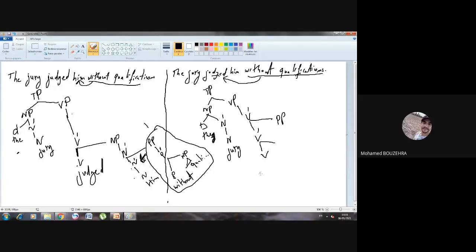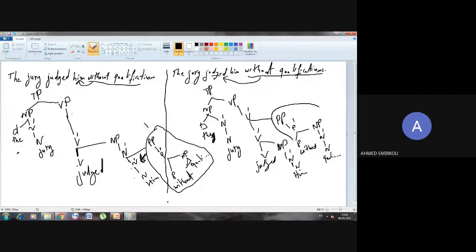Within V bar we have V and NP. Then we have N bar, and from N bar we have N. From PP we have P bar, from P bar we have P, and we have NP, and from NP we have N bar, and from N bar we have N. So without qualifications refers to judged, the verb, because it is branched from the verb. It modifies judged.